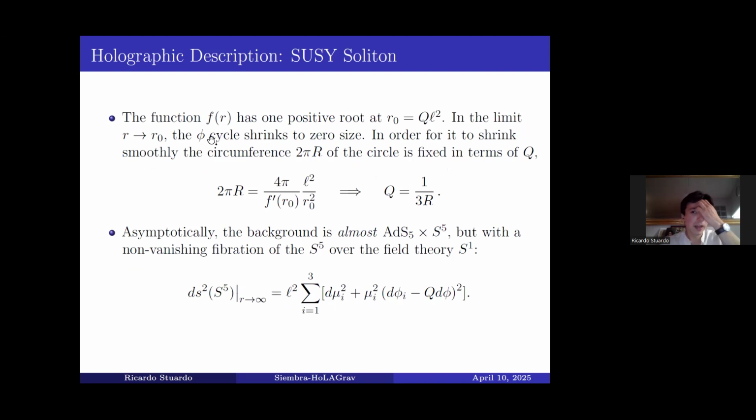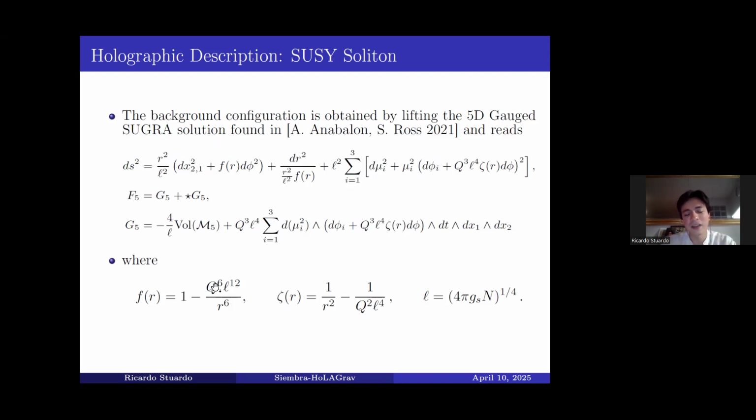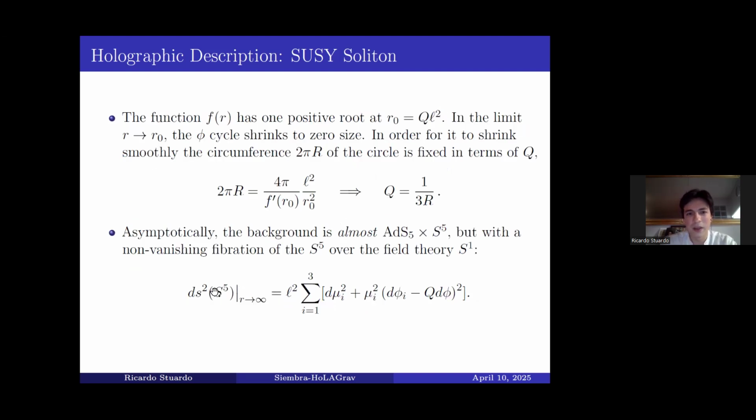So first of all, why have I chosen this weird parameterization? Why didn't I just call this r0 or something? Well, in order for the circle to shrink smoothly, you need to impose that when you look near the tip, it has to look like R2, like two-dimensional flat space in polar coordinates, and to fix the periodicity of the circle. And when you do this, you precisely find that the parameter Q that you introduce, which controls where the circle shrinks, is related to the radius of the circle in this way, which is exactly what we found in field theory that allowed you to preserve supersymmetry.